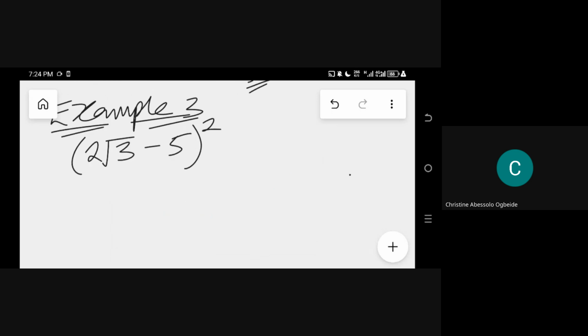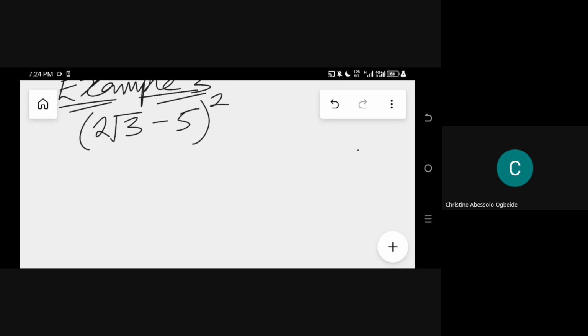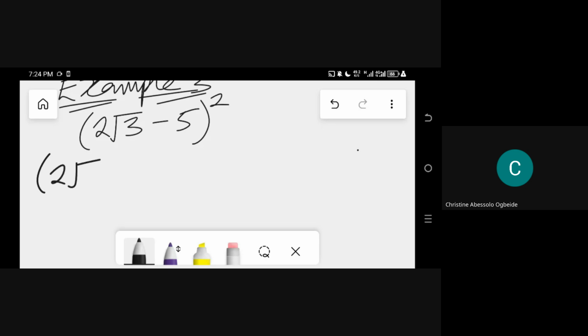So what this means is that you have to write this bracket twice because it's to the power of 2, so you're multiplying it by itself. So this is 2 root 3 minus 5 multiplying the same 2 root 3 minus 5. You see, because it's multiplying itself, that's to the power of 2. So 2 root 3 minus 5 multiplying the same 2 root 3 minus 5.